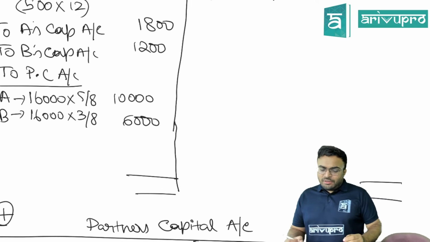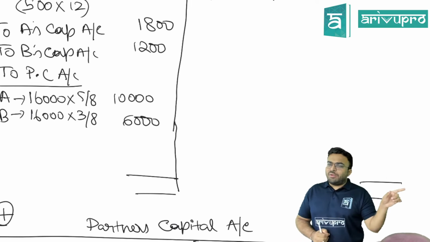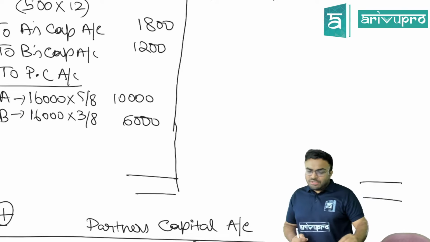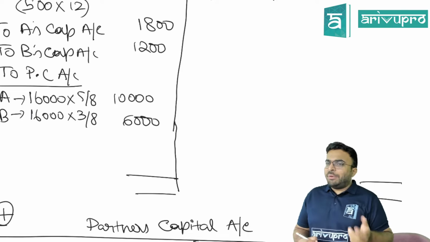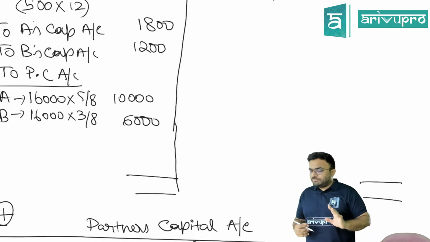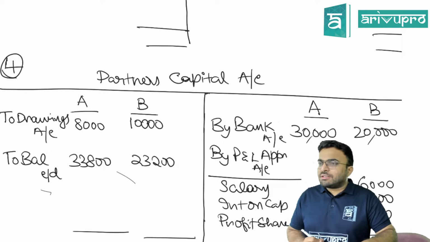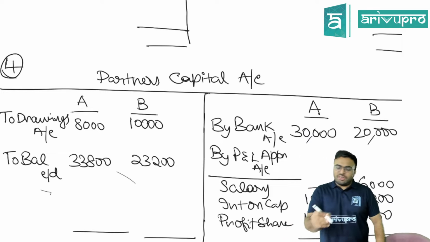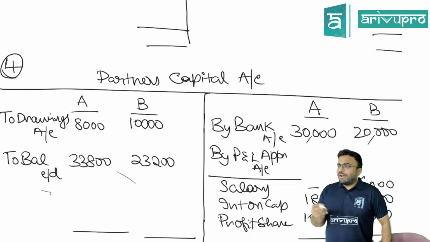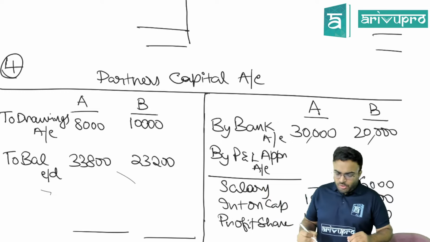Profit share, what will happen? If at all there is interest on drawings, then it will be partner's capital account debited to P&L appropriation. Now, profit share again, P&L appropriation to A's capital, to B's capital. Then in partner's capital account, one thing is new, that is drawings. What is the entry for that drawings? Can you see drawings is on the debit side. So you will write partner's capital account debited to drawings. I hope it's clear now.